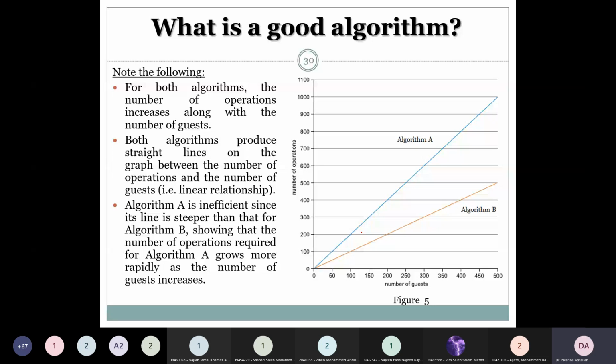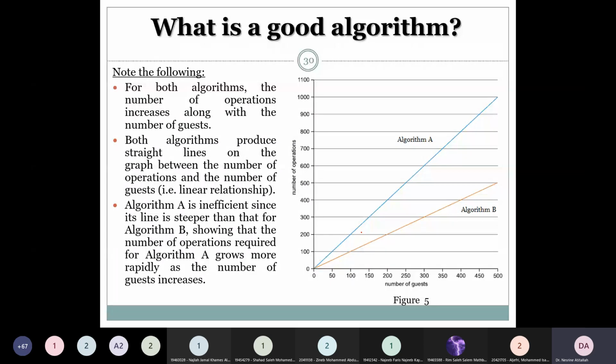Ahmed and Saadia say that B is more efficient, and they see that algorithm B uses fewer operations for more guests, so it will require less time. So when you talk about the goodness of an algorithm, you need to talk about the number of operations, the time achieved, and the complexity.